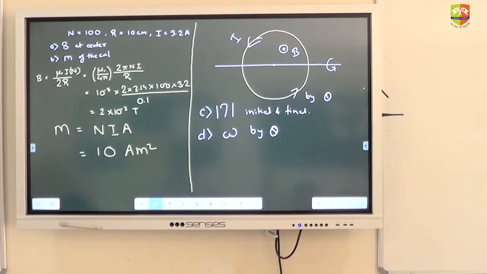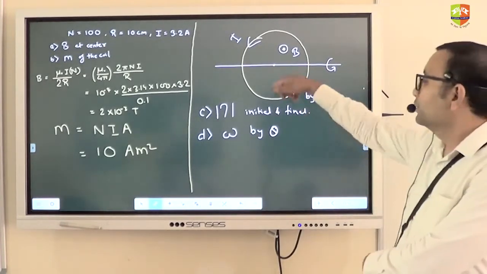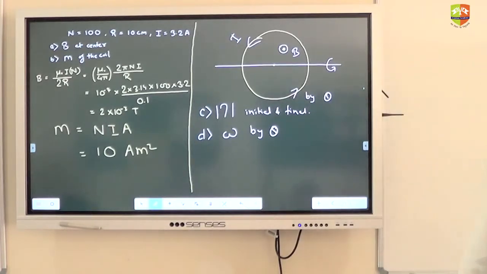Will gravity have any effect? Will gravity create any torque? It cannot. Gravity acts through the center of mass, so it doesn't create any torque. And even if it does, along the axis the torque is zero for gravity.